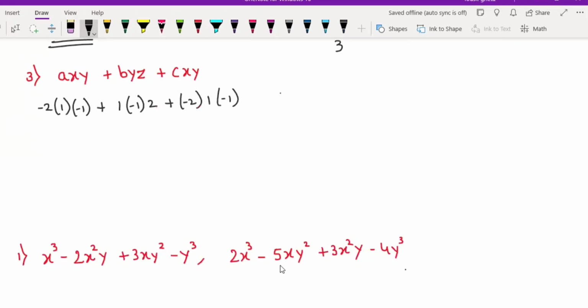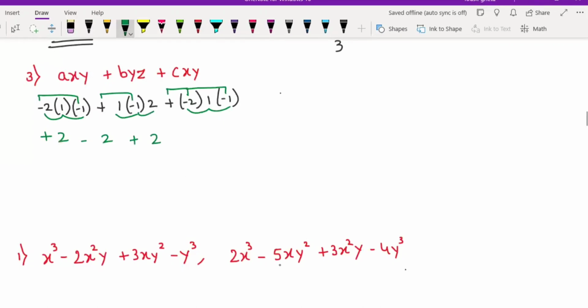Let us find the value just by multiplying. So first, minus into minus will give it as a plus. 2 ones are 2. Okay, again, plus into minus is minus. 1 ones are 1. 1 twos are 2. Plus into minus is minus. Minus into minus is plus. 2 ones are 2.